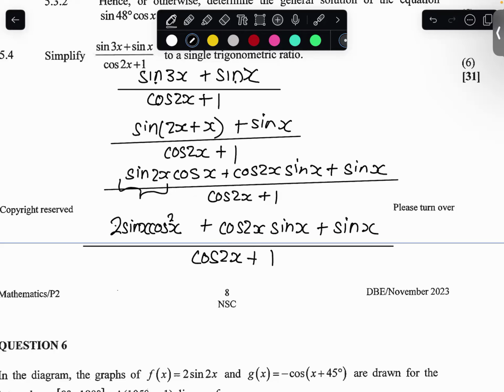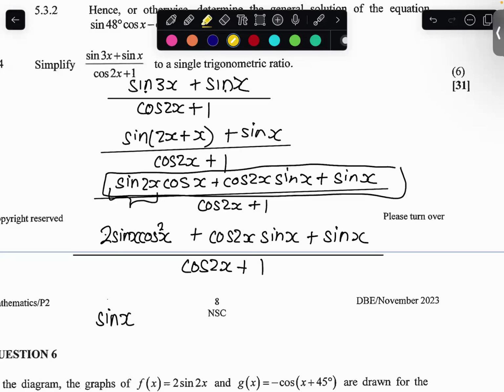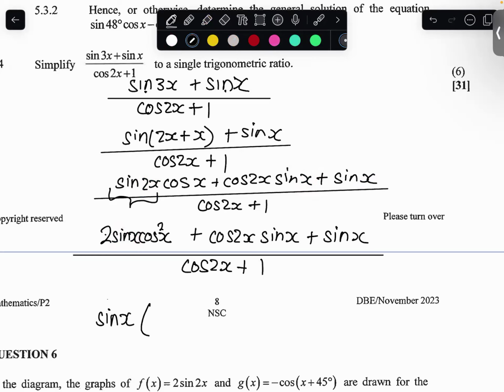Now on top, I can see a common factor. The common factor is sine x. Remember, I couldn't take out sine x here because all the angles did not match. That one was 2x, that one was x, that one was x. You can't pull that out as a common factor because that's not the same thing. So I'm going to pull out sine x now as a common factor because when we expanded this, it created a sine x. So when I pull out sine x as a common factor, I'm left with 2 cos squared x in this term, plus cos 2x plus 1.